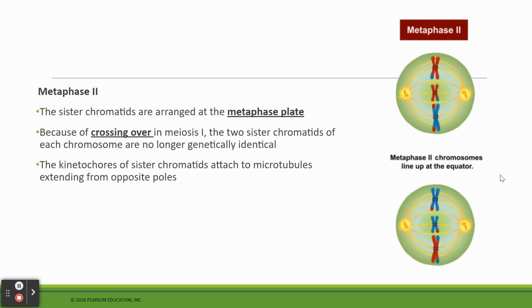In metaphase 2, the sister chromatids are arranged at the metaphase plate just like normal. And because of crossing over in meiosis 1, the 2 sister chromatids of each chromosome are not the same anymore. They are not identical. If you see this picture here, normally these are the same in mitosis. But because of crossing over, we have a little bit of blue on this side, this whole one's blue, and there's a little bit of red on the ends here. So they are not the same anymore. The kinetochores are then going to start pulling those apart when we get to anaphase.